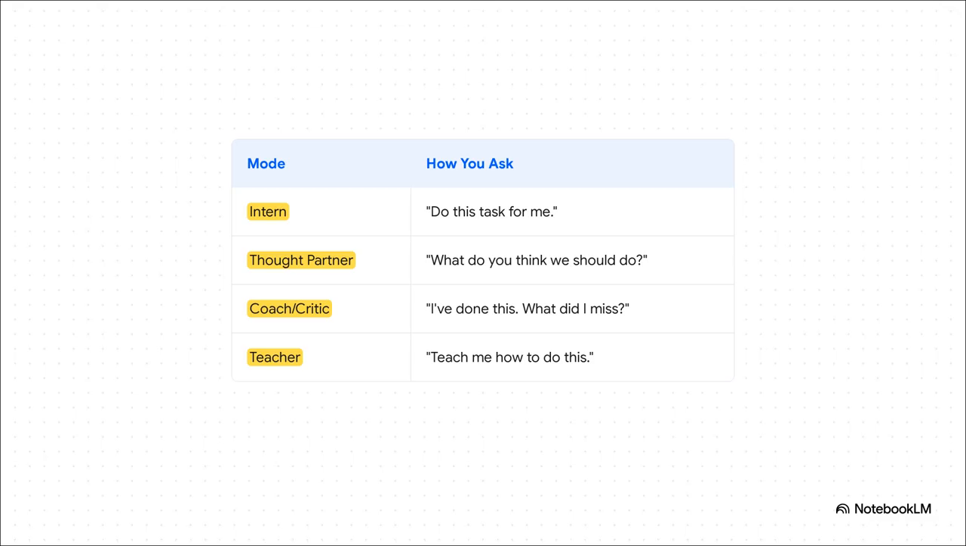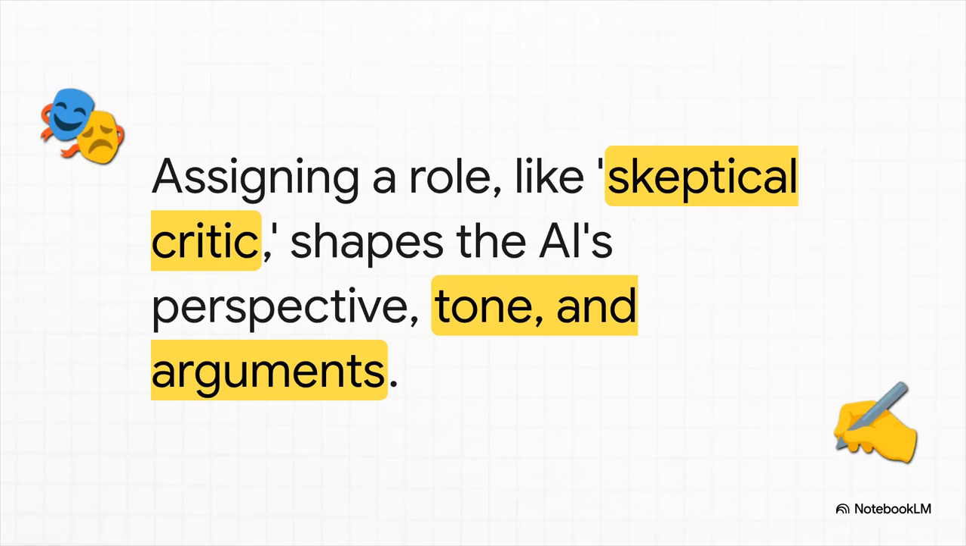You can even make it your coach, asking, okay, I did this, what did I miss? Or even a teacher. The way you frame the conversation defines the entire collaboration. Seriously, giving the AI a persona is a total game changer. If you tell it to act as a skeptical critic, you're going to get a completely different tone, perspective, and set of arguments than if you just ask it a plain question. It's one of the simplest but most powerful tricks in the book.